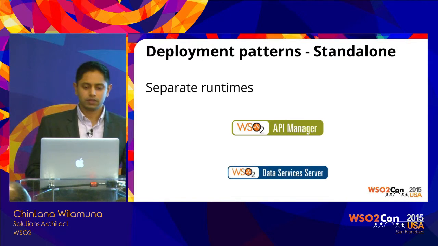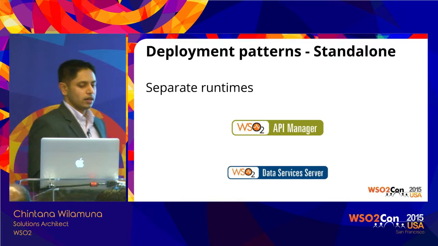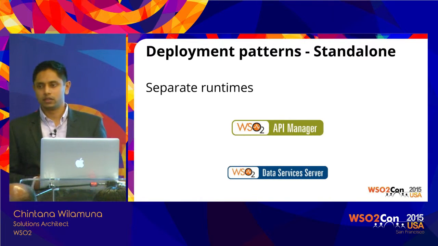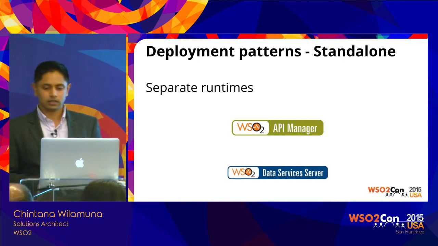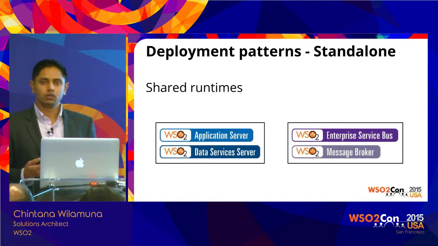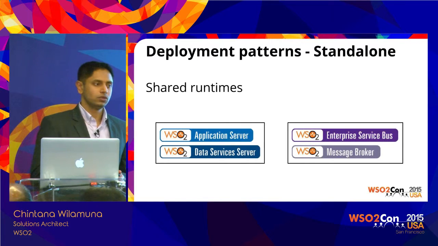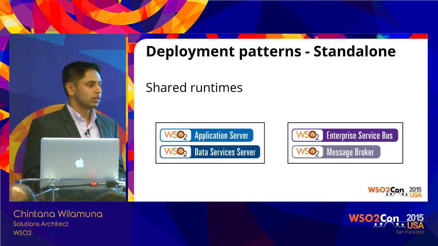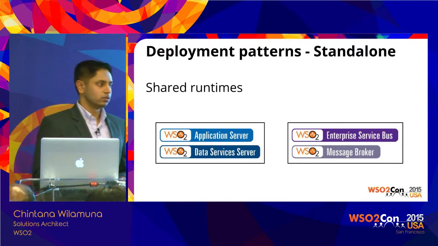The other one is shared runtimes. The black box you see outside is the JVM, and inside that running JVM, we run multiple products. We can install features into a running Carbon instance and extend the functionality of a single server. Even though most of our customers don't use shared runtimes in production, in some instances it makes sense. For example, if you have an application server that's very lightly used, we can incorporate other products into the same runtime to make efficient use of the resources.